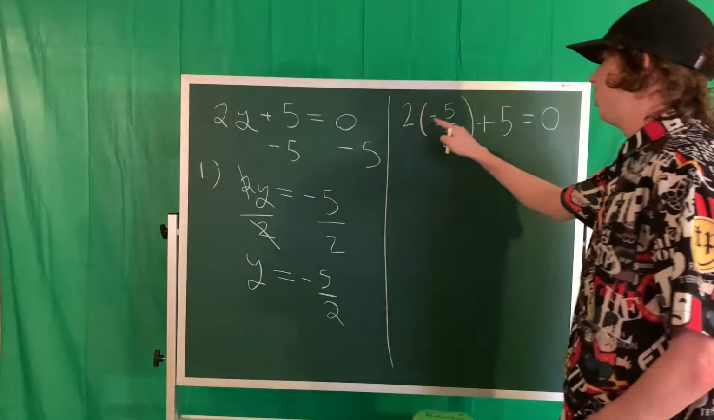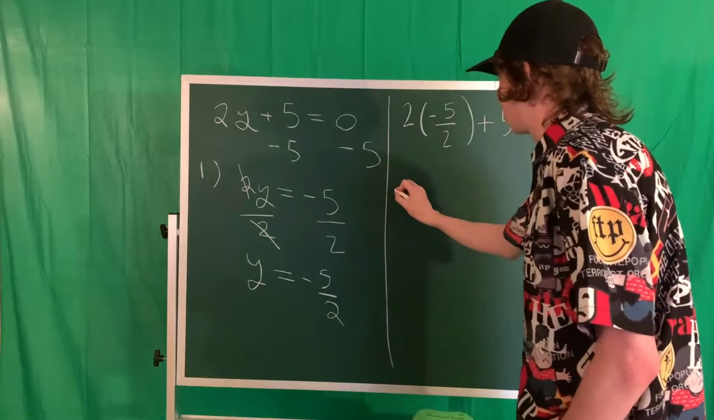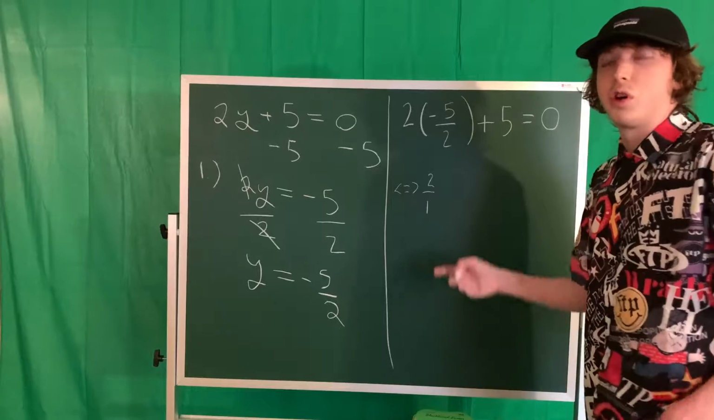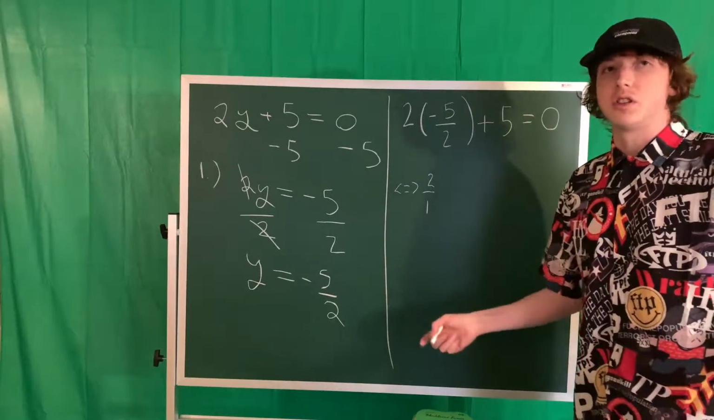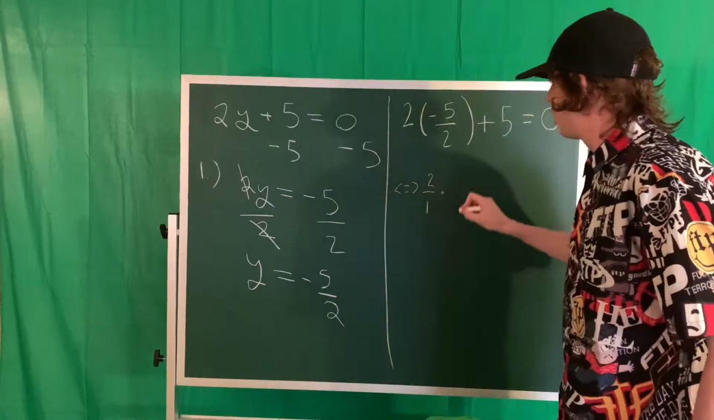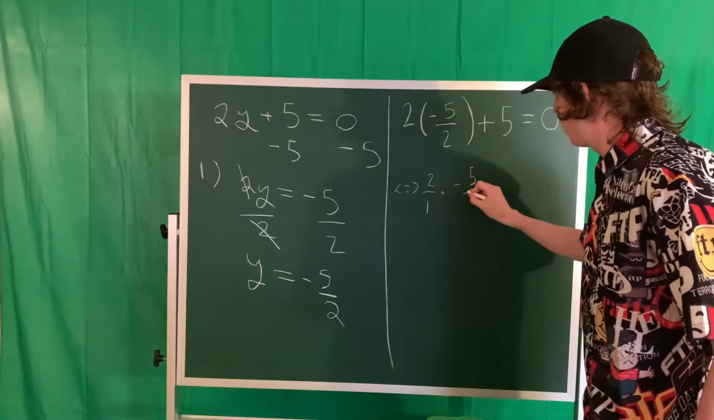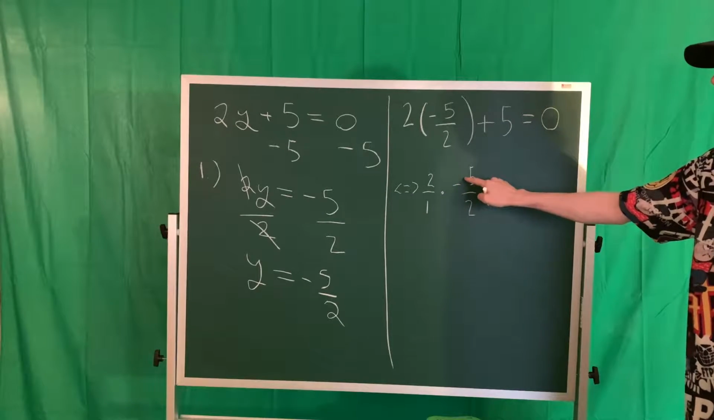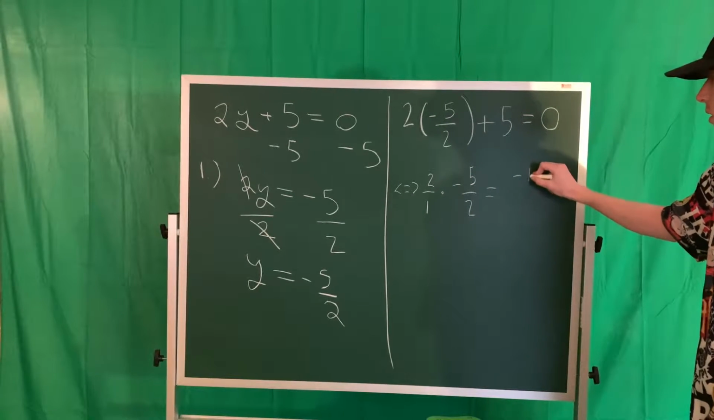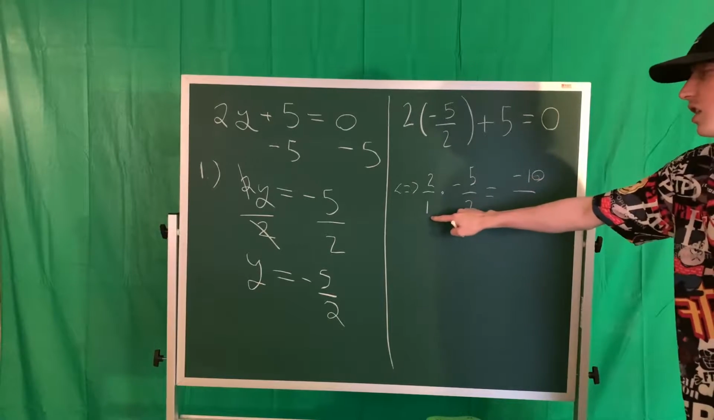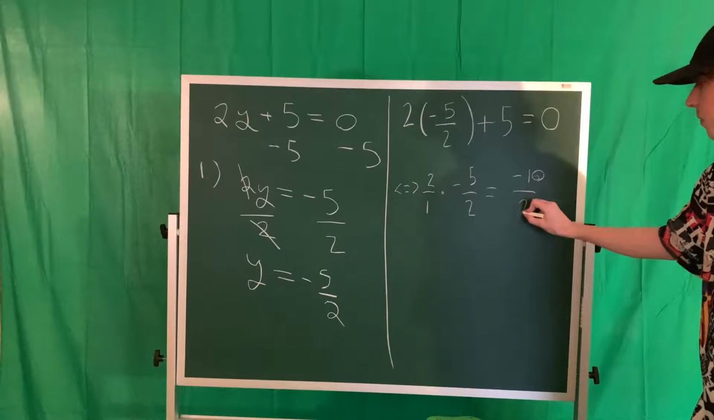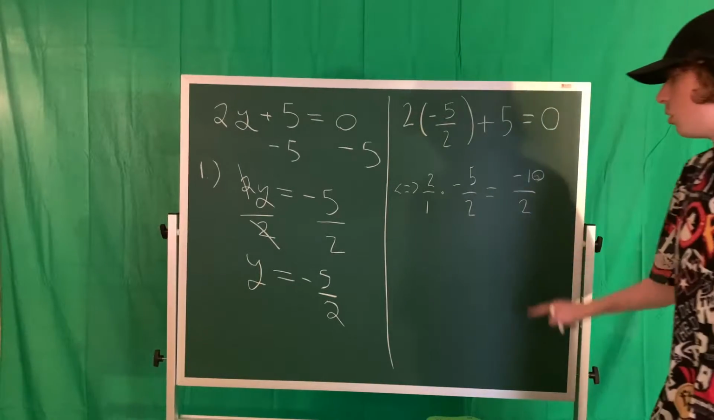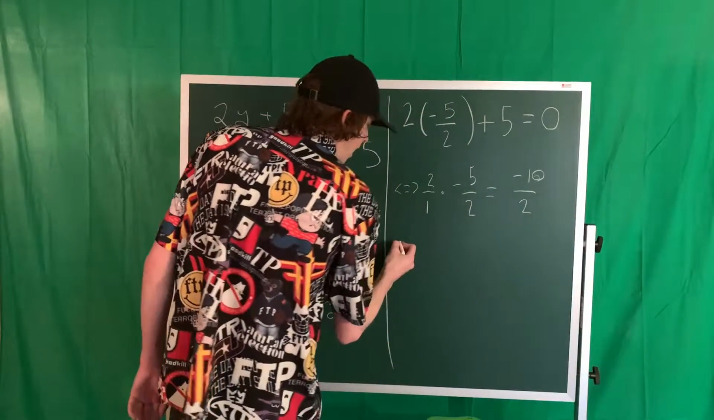Now, let's go about solving this part. Well, we know that 2 is equivalent to saying 2/1. I'm sure many of you would agree. 2/1 is the same thing as saying 2 multiplied by -5/2. So we have 2 times -5, which is -10, and then 1 times 2, which is 2. And then we have -10/2, which is -5.